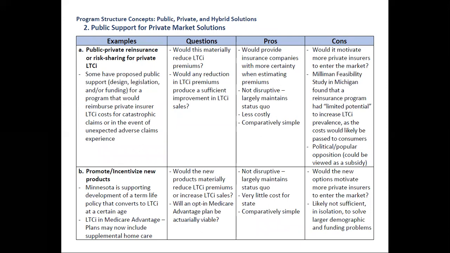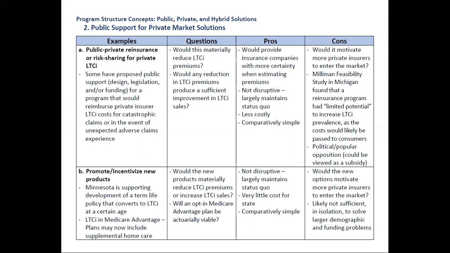As for ideas that would help to promote private market solutions, one example idea that's out there is a public-private reinsurance pool or some form of risk sharing for private long-term care insurance carriers. The idea is that if you are able to reduce some of the risk that long-term care insurance carriers incur when they sell new policies, then those carriers will be able to sell those policies for cheaper and more people will, as a result, buy long-term care insurance. Milliman looked into this idea for the state of Michigan and found that a reinsurance program would have limited potential to increase long-term care insurance sales. So their conclusion was not particularly positive in that feasibility study.